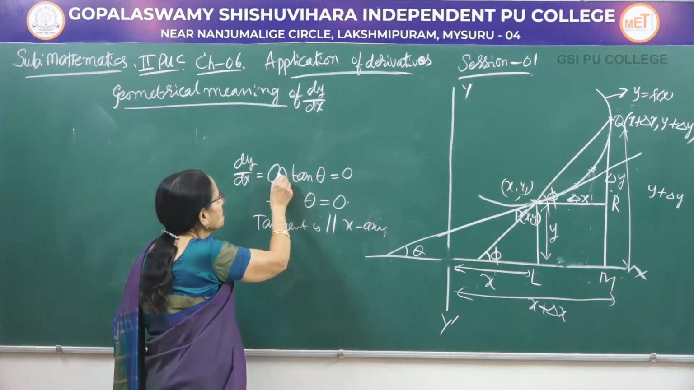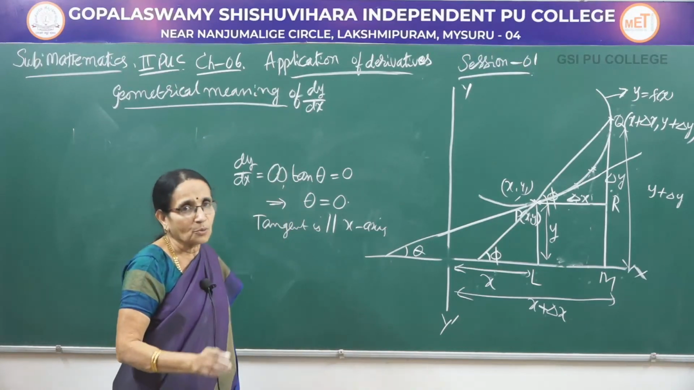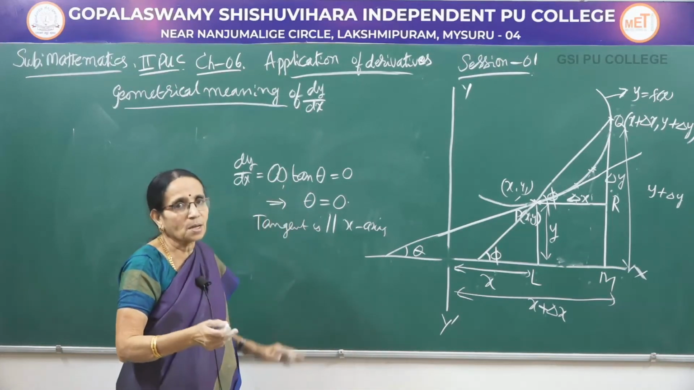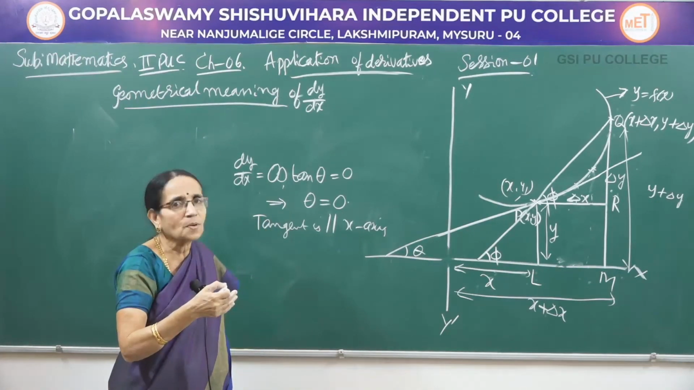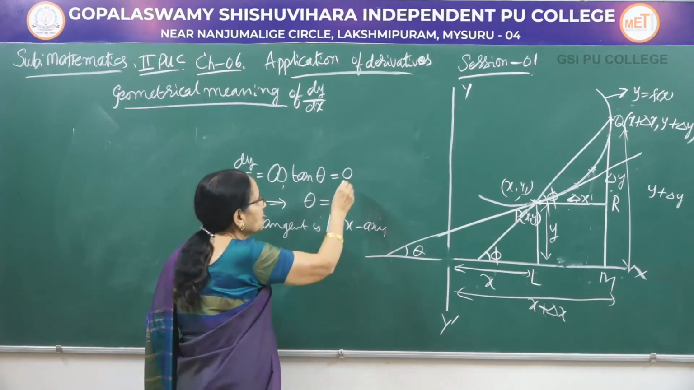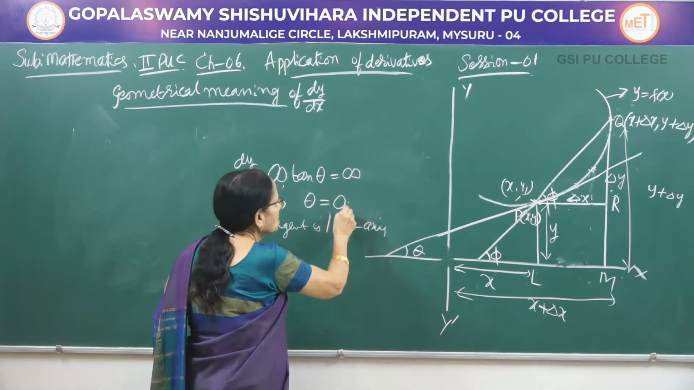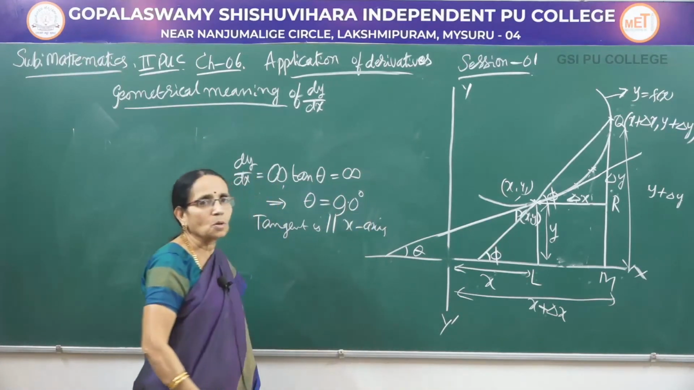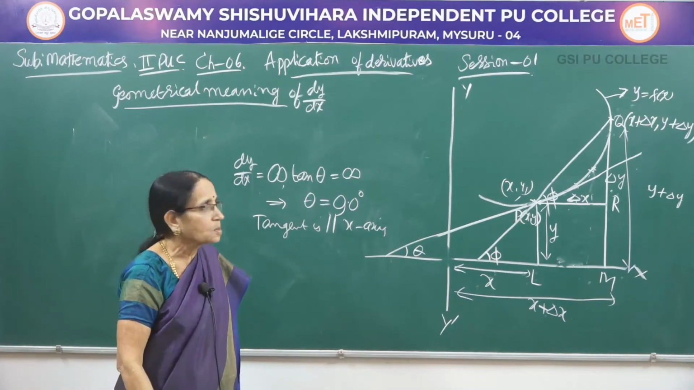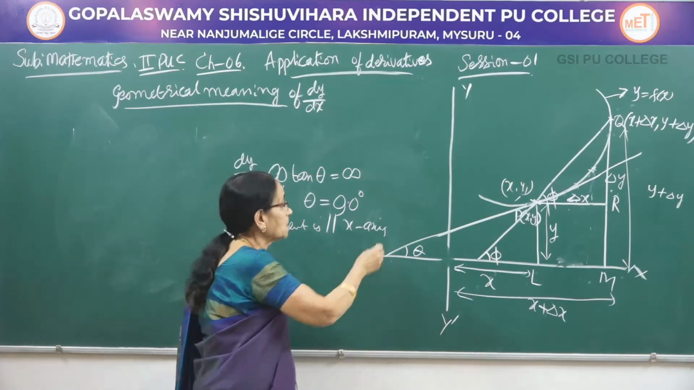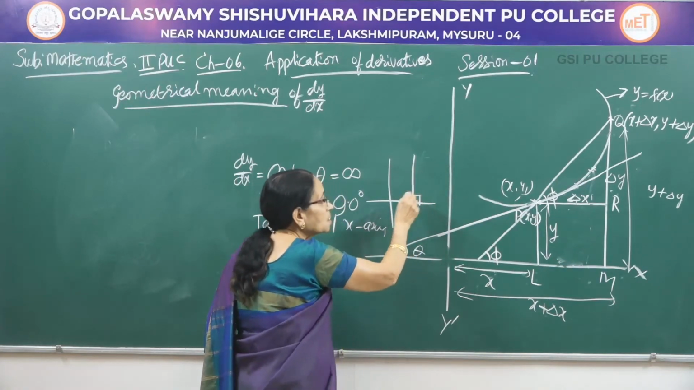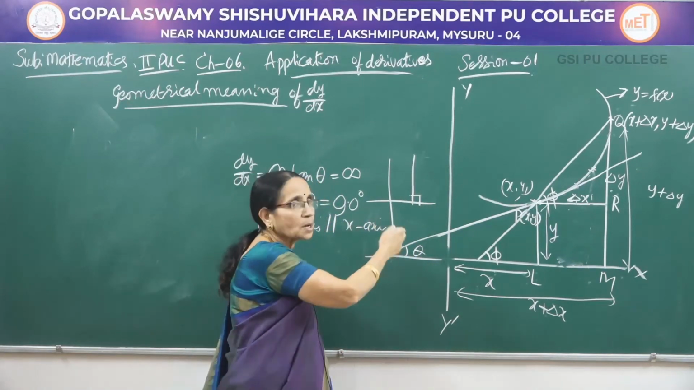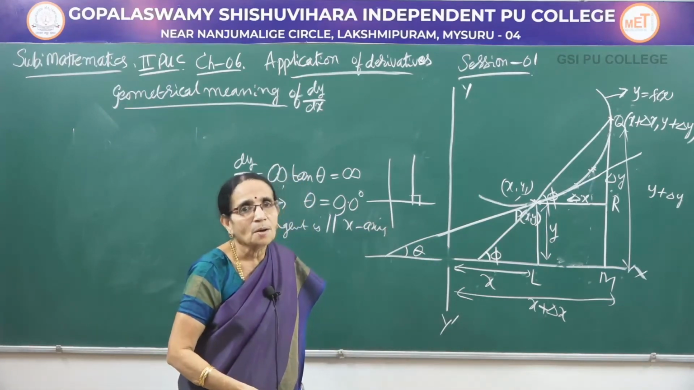Suppose dy by dx is infinity. Of course, you cannot equate it to infinity, it is not a number. Wherever we get 0 in the denominator, we take it as infinity. Then tan theta is infinity, and we can write theta is equal to 90 degrees. So, how would the tangent be in that case? The tangent would be perpendicular to the x-axis, or you can say it is parallel to the y-axis.